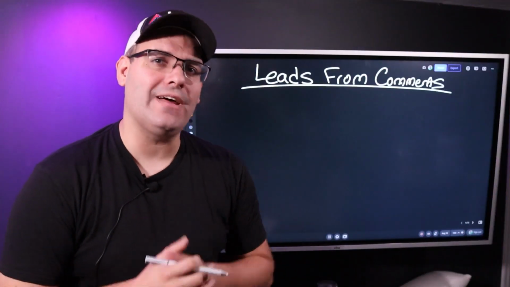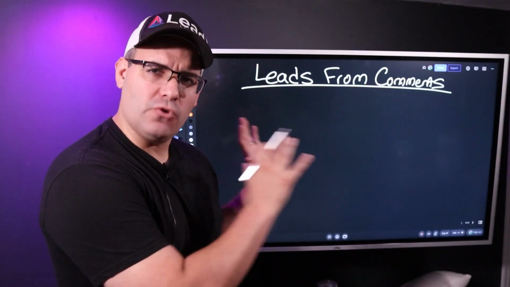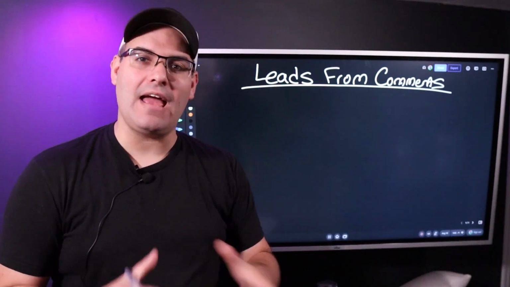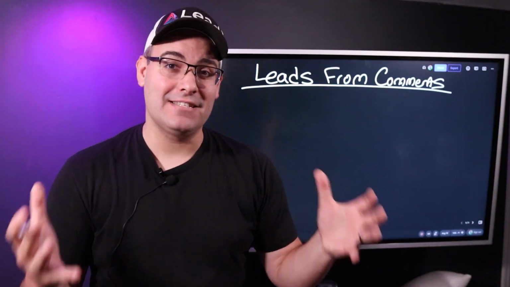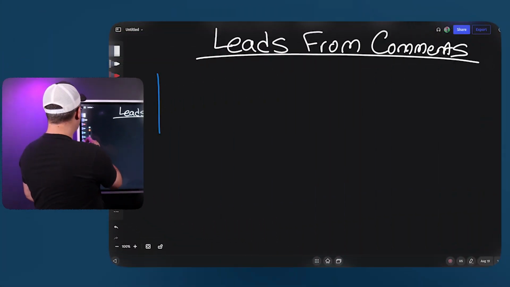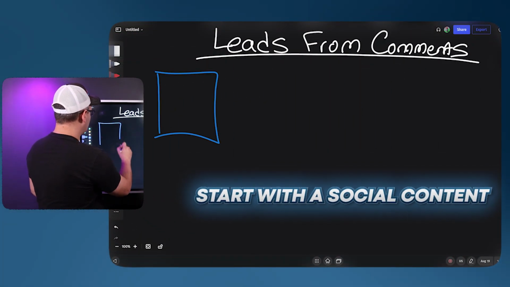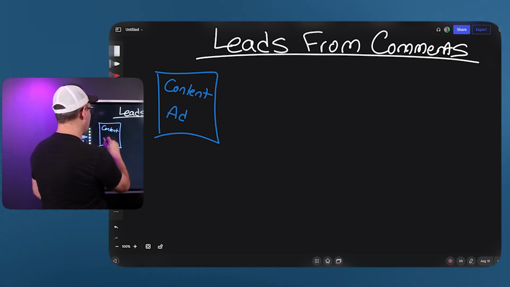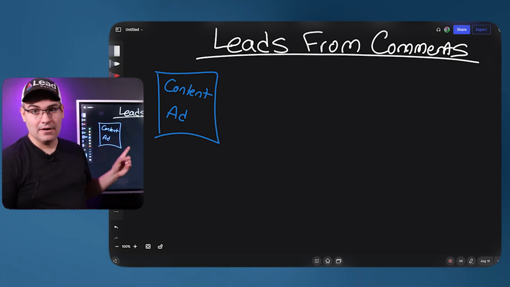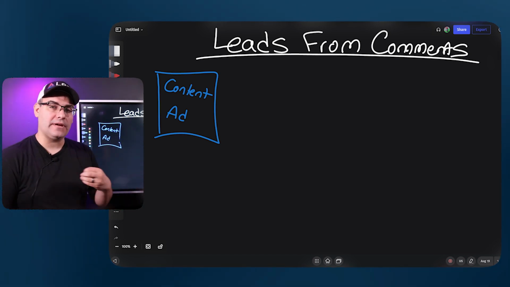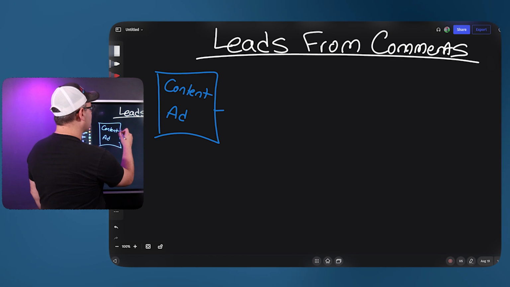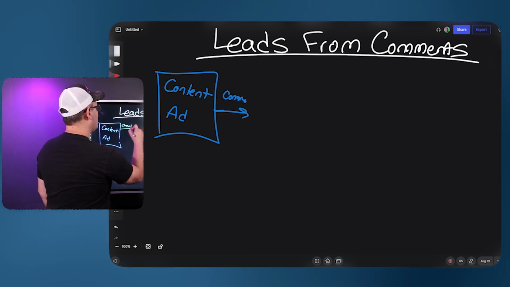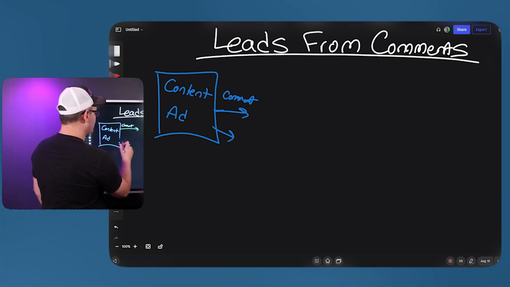Okay, so to give you a general idea of how this works, I want to draw it out here on the whiteboard, so that way once we hop into HighLevel and we actually start building, everything that I'm building is going to make sense. So what we're going to do here is we're actually going to start with social content. Now this could be content organically, or this can be an ad. Does not matter. And the only requirement on this ad or this organic content is that there's some sort of a call to action to either leave a comment or shoot somebody a DM.